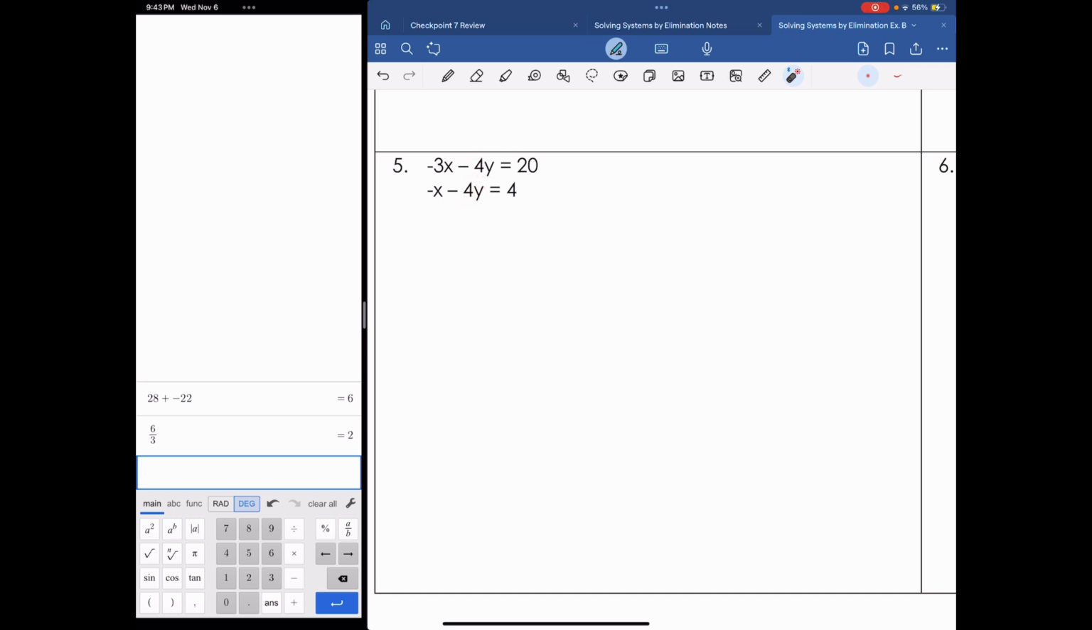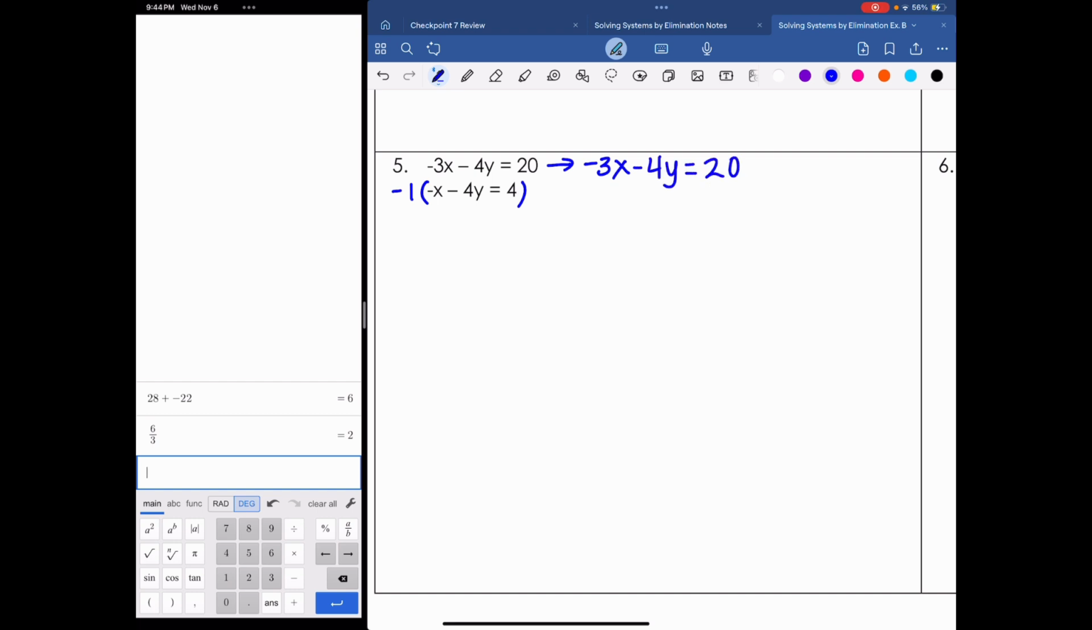The way we're going to do that is, if you want to think about it, the opposite of negative 4y is a positive 4y. So in order to make negative 4y into a positive 4y, the number that we would have to multiply by is negative 1. So I'm going to multiply the bottom equation by negative 1. I'm going to start off by just rewriting the top equation.